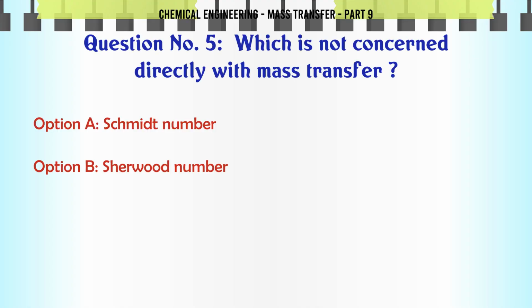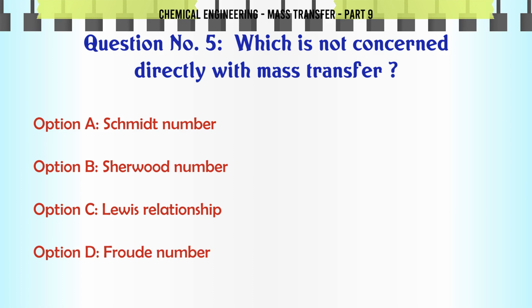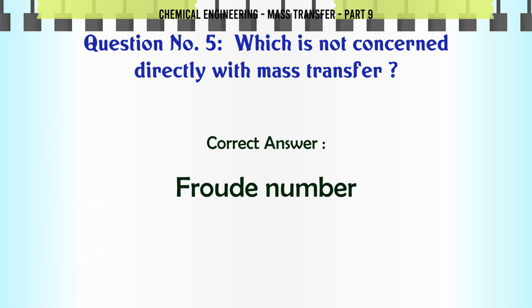Which of the following is not concerned directly with mass transfer? A. Schmidt number. B. Sherwood number. C. Lewis relationship. D. Froude number. The correct answer is Froude number.